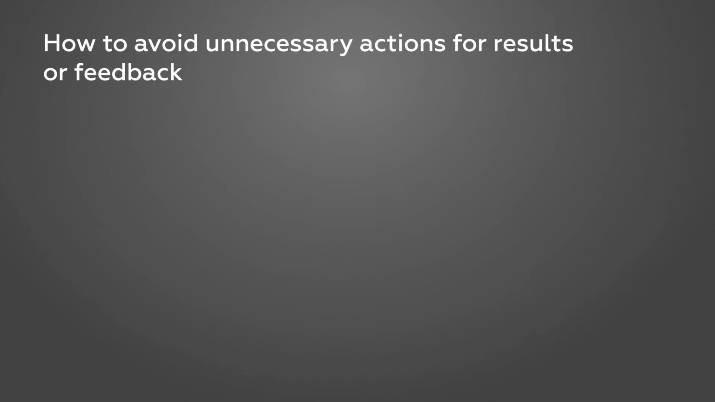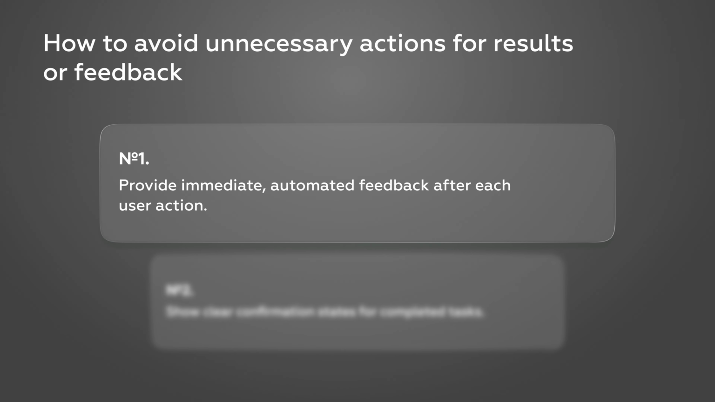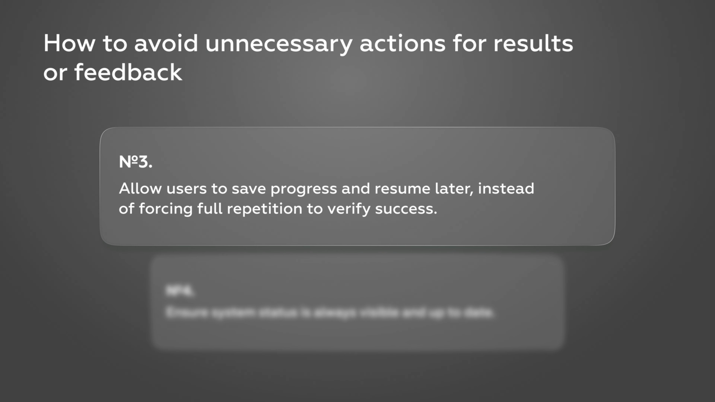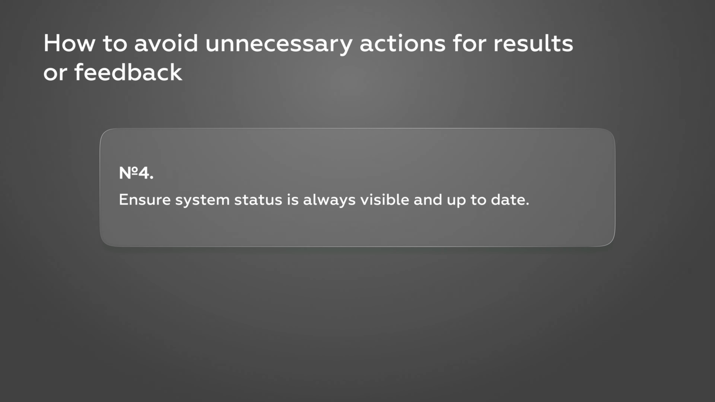Now let's talk about how we can make digital services more predictable for users and reduce the effort they need to apply. First, provide immediate automated feedback after each user action. For example, filters update in real time, balances refresh automatically. Secondly, show clear confirmation states for completed tasks, for example, success screens. Then, allow users to save progress and resume later, instead of forcing full repetition. Finally, ensure system status is always visible and up to date, so users never need to reload or recheck manually.